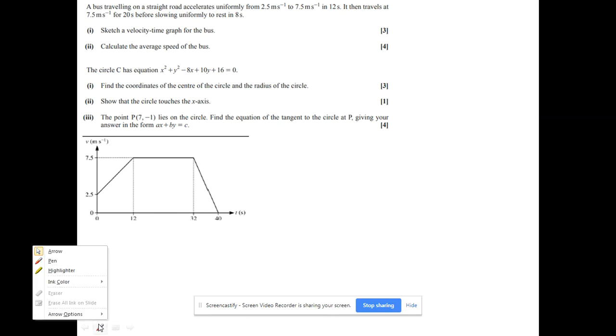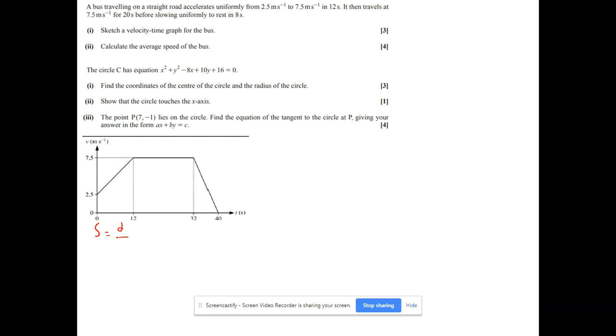So I'll just put my pen back on, and what we're now doing is calculating the average speed of the whole journey. Well, we know the time, so we know that speed is equal to distance over time, which means that we know the time because it's 40 seconds. We just need to work out the distance, and remember the distance is the area under. So if we talk about 1, 2, 3, we just need to work out the area of each.